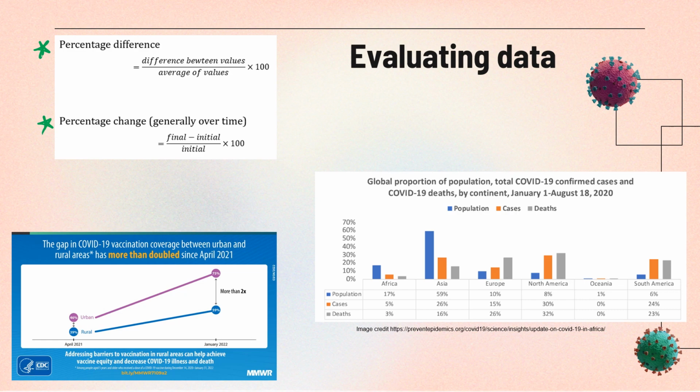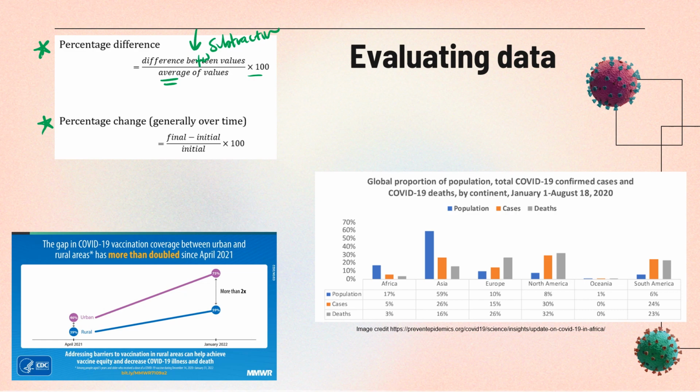Percentage difference is a lot to think about. We're going to find the difference between two values. Sorry, the difference between two values. So basically just a subtraction. And then we're also going to find the average of those values multiplied by 100 to turn it into a percent.